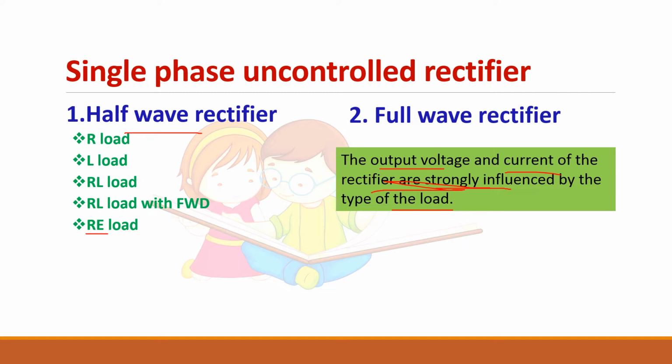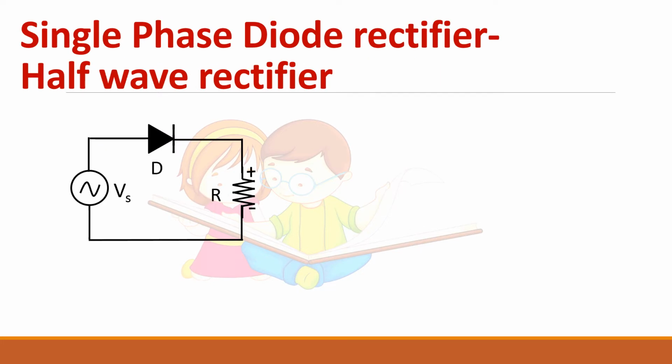So in this video, we will see about half wave rectifier with R load and L load. Let us see about the single phase diode rectifier. Before going to the topic, we should know certain things. It is a single phase diode rectifier. We take a single phase supply, given by Vs equal to Vm sin omega t, and a diode rectifier. This is the diode and this is the load.